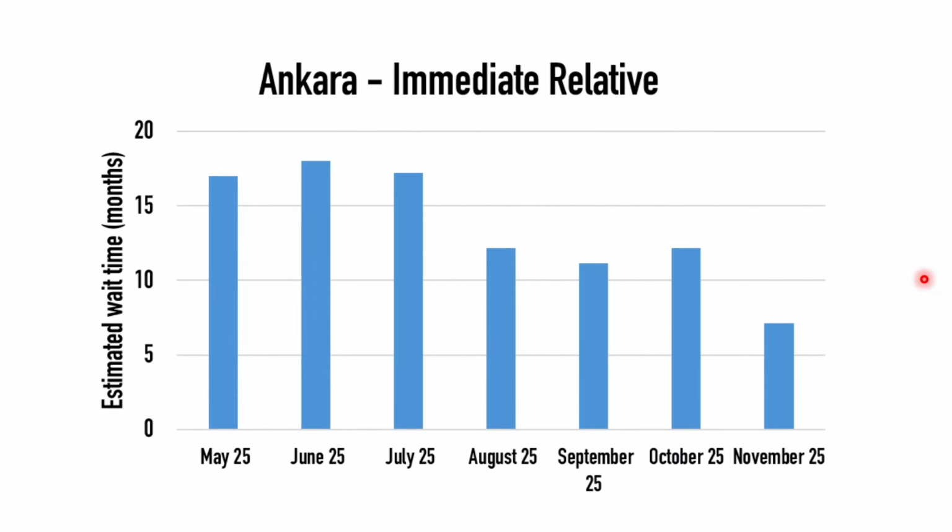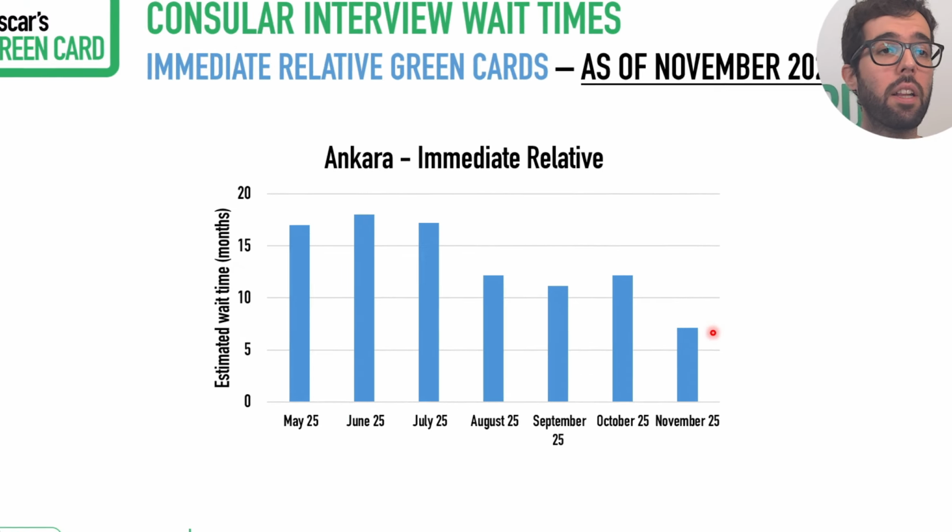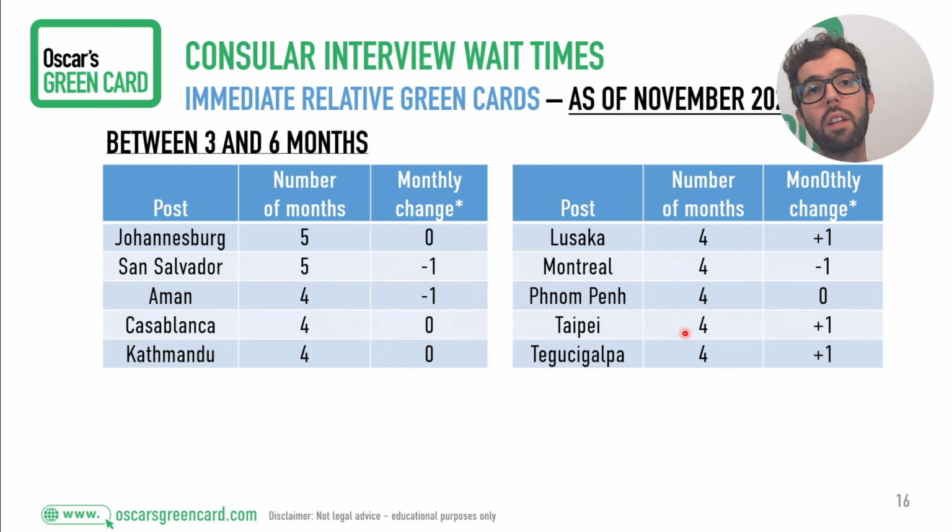And here you can see how in Turkey the situation is getting better. Historically, since May, things have gotten better, and now we see again a step change in the right direction. Between 3 and 6 months, we have Johannesburg and San Salvador with 5 months each, Amman, Casablanca, Kathmandu, Lusaka, Montreal, Phnom Penh, Taipei, and Tegucigalpa, each with 4 months of estimated wait time.